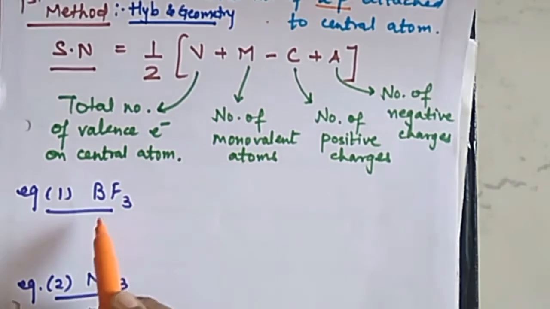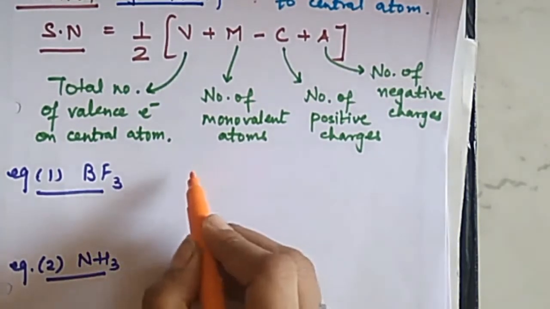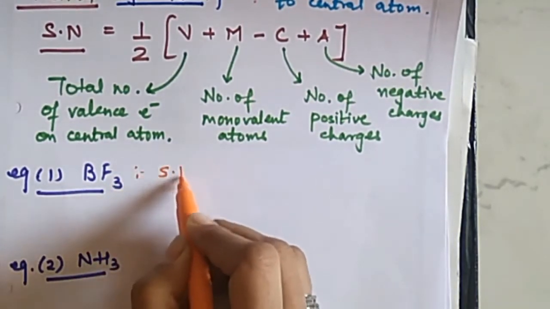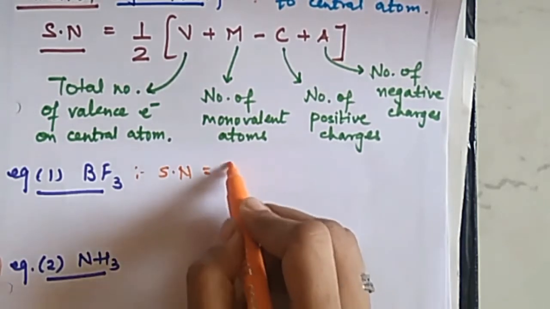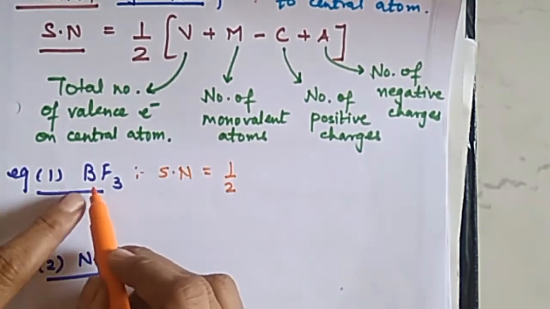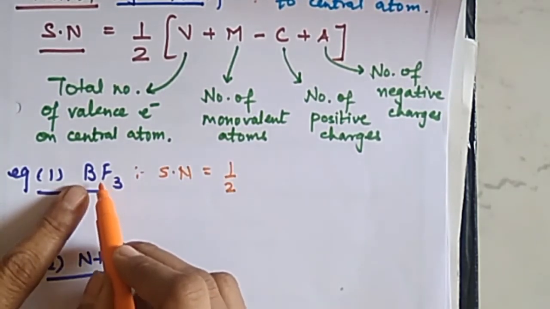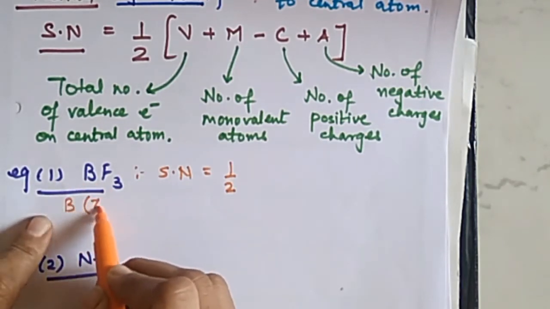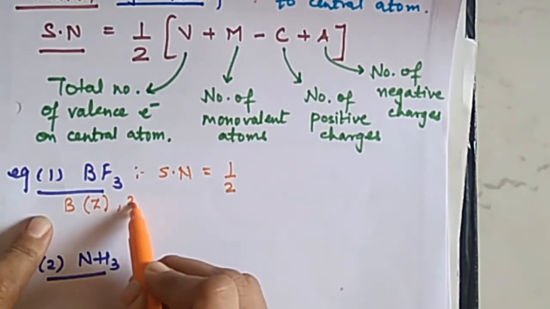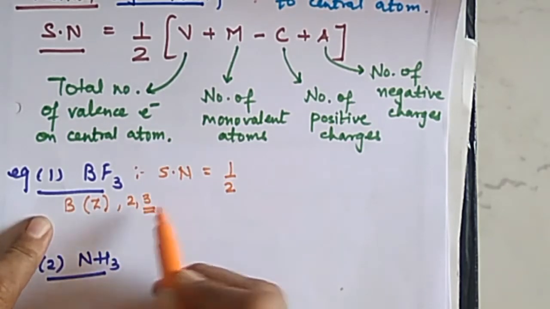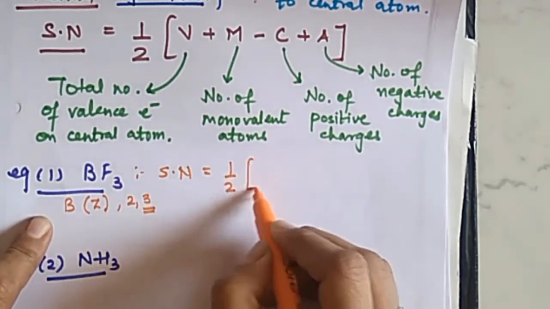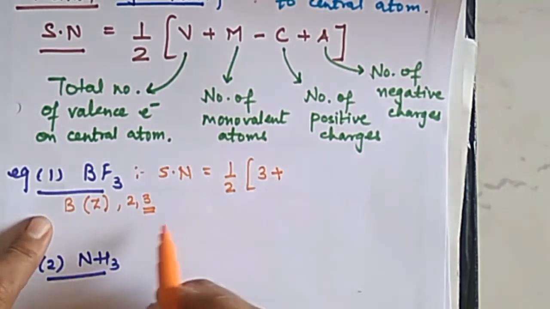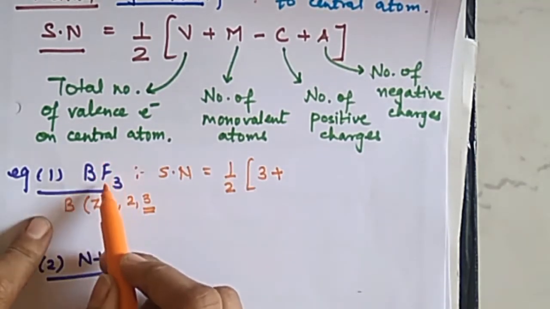So for examples, we take BF3, calculating the steric number for BF3. First thing is we require the valence electrons present on the central atom. Central atom here is boron. Boron atomic number is 5. So the central atom has 3 electrons, right? So we write 3 plus the number of monovalent atoms attached.